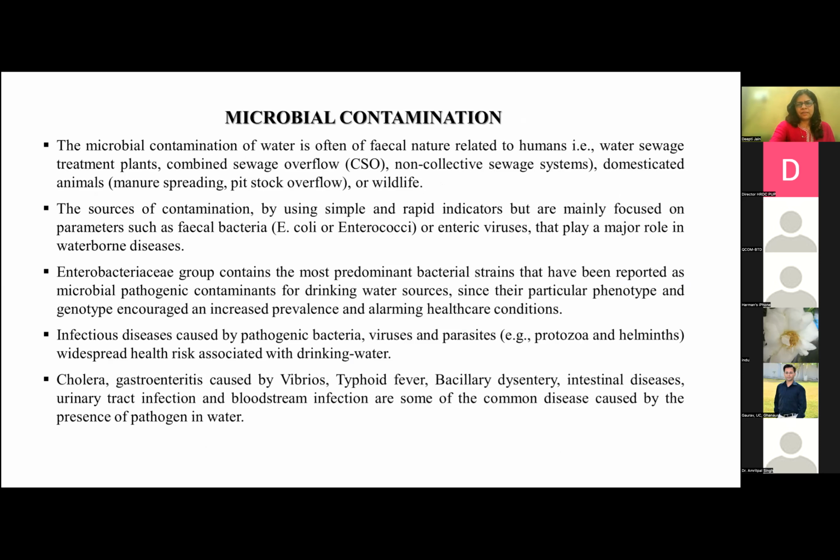Then the second thing is microbial contamination. The microbial contamination of water is often of fecal nature.